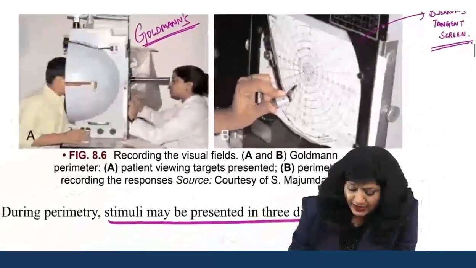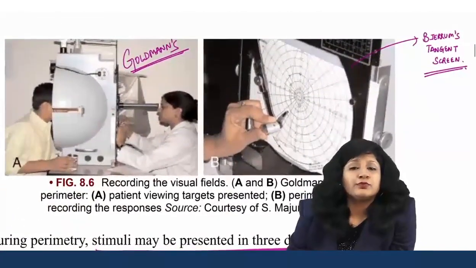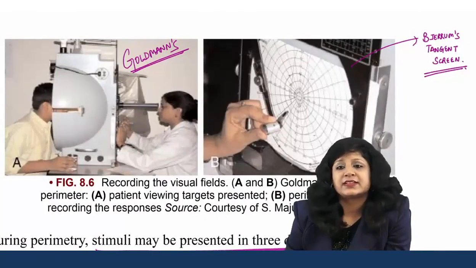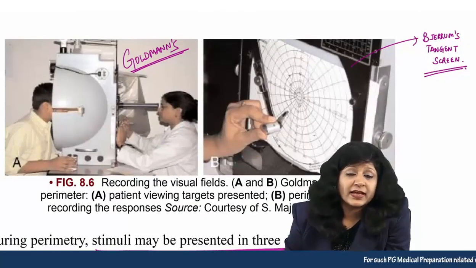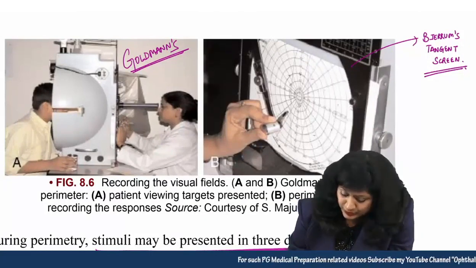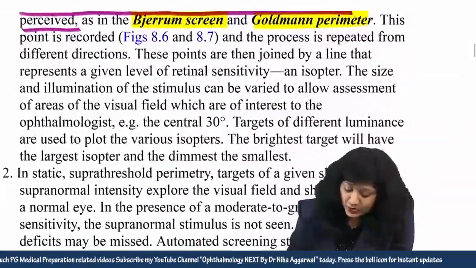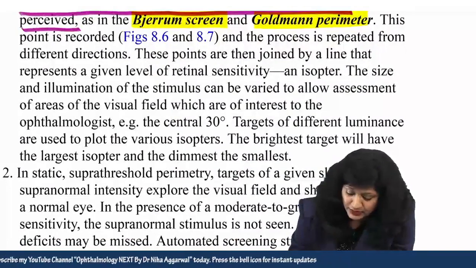So this one is Goldman's, and Goldman's comes for both kinetic as well as static, while the Jerem's is only kinetic. So both of them can be used for the kinetic one. Okay. This point is recorded and the process is repeated from the different directions.